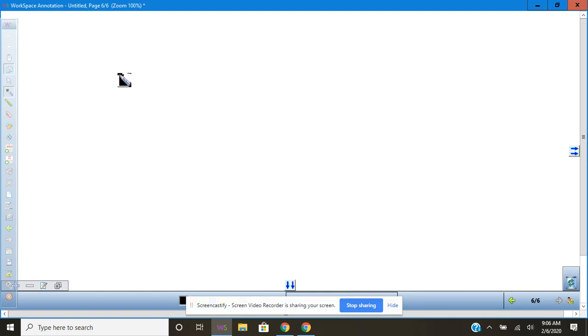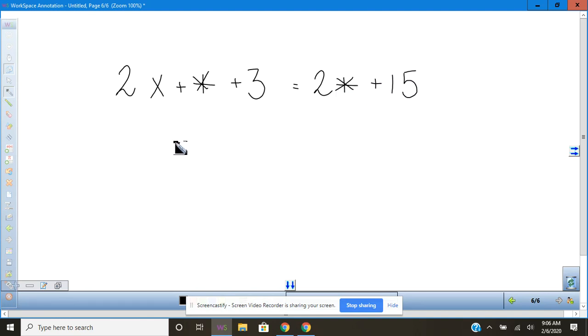So the first example that we're going to give is 2x plus star plus 3 equals 2 star plus 15. So this is exactly the same problem that we did earlier with the triangles, but we're going to do it the way that I prefer to do it. I think it's much easier to draw out using X's and asterisks. So the way we would do that is we have 2 X's plus a star plus a 3 equals 2 stars plus 15.